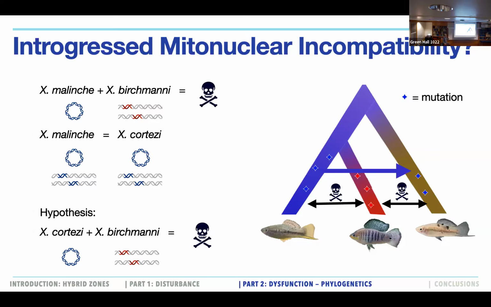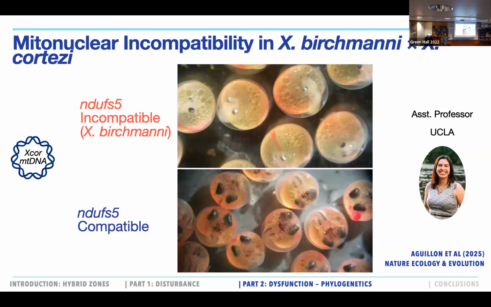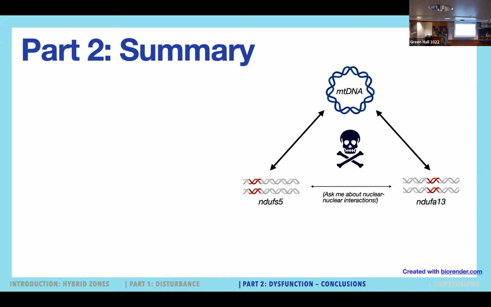And I did some preliminary stuff on this in wild populations, but instead I'm going to highlight what I helped a little bit with in a follow-up paper by a postdoc in the lab, where she made Cortezi-Birchmani hybrids and showed that the individuals with Cortezi mitochondrial DNA and Birchmani NDUFS5 showed the same sluggish phenotype as the Malinche-Birchmani one. So we see the same incompatibility phenotype in the same two genes across two different species, which was very cool to see.